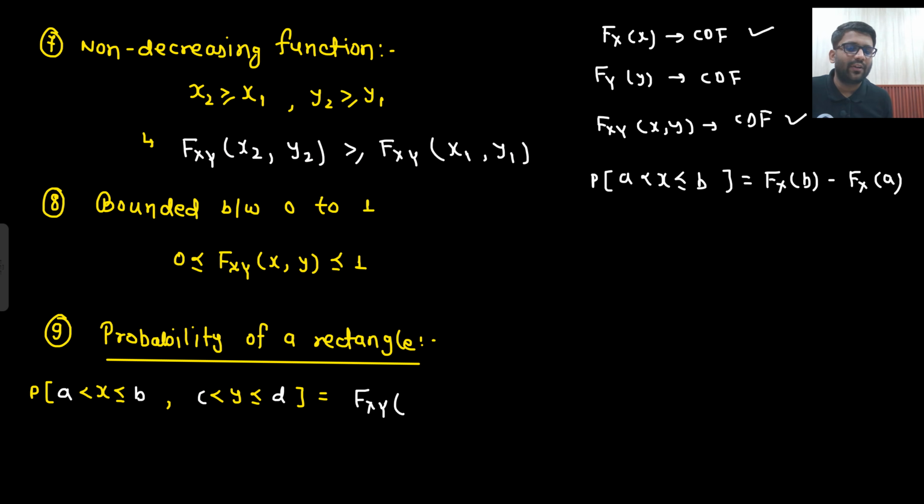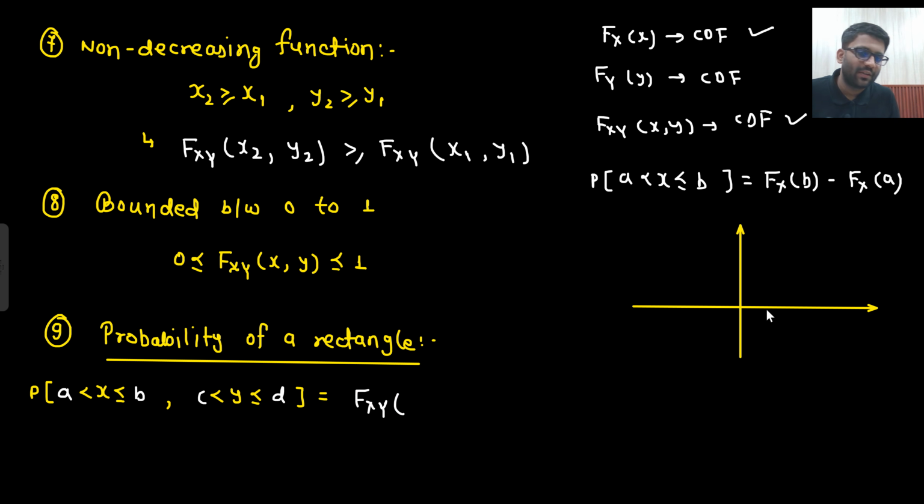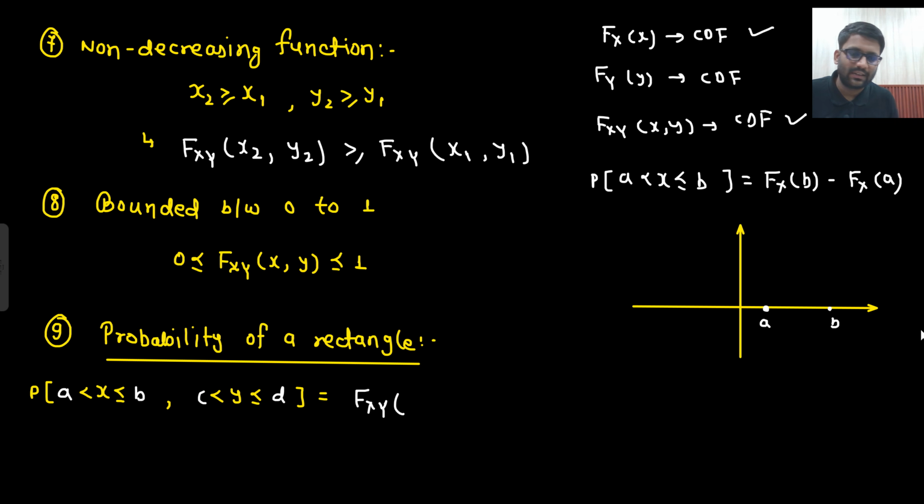And why is it known as probability of a rectangle? So just think about it. Here what is happening? Your x is between a to b. This axis is x and this axis is y. So x is between a to b and y is between c to d.